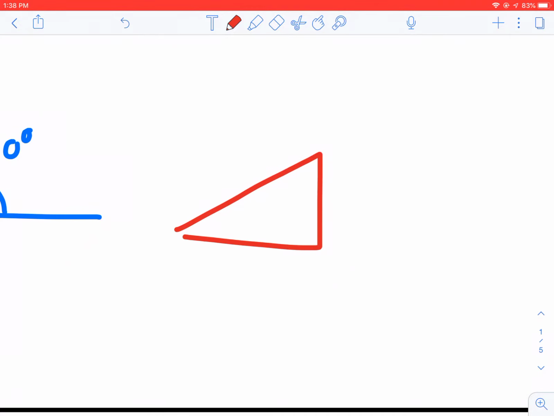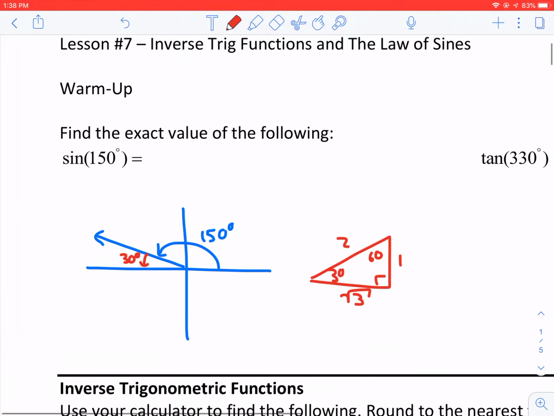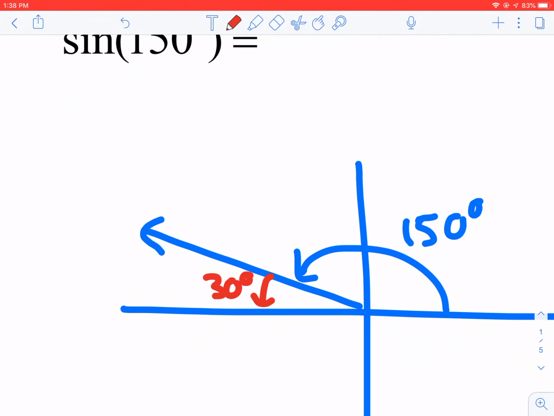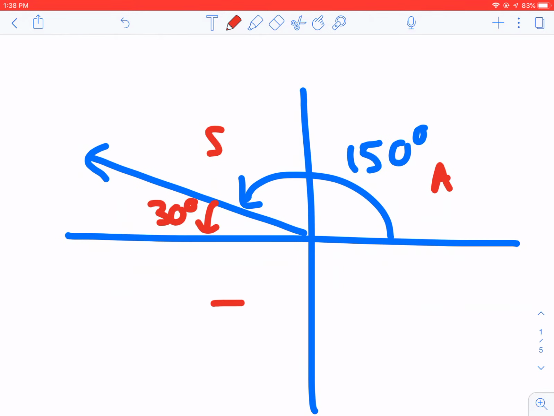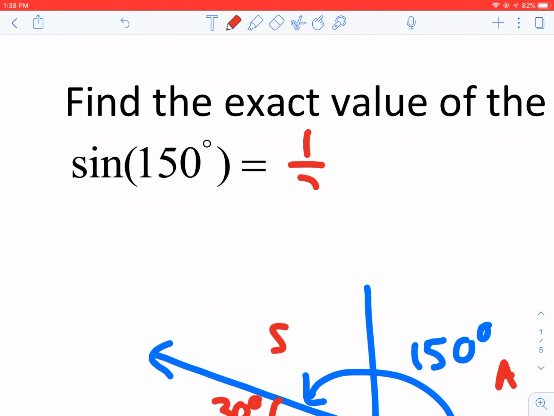If you forgot, you can draw a 30, 60, 90 right triangle. The ratio is 1 to 2, opposite over hypotenuse. So sine of 150 is going to have the same value as sine of 30. And let's think of the signs. So you can use ASTC. That means sine is positive in the second quadrant. So that is equal to positive a half.